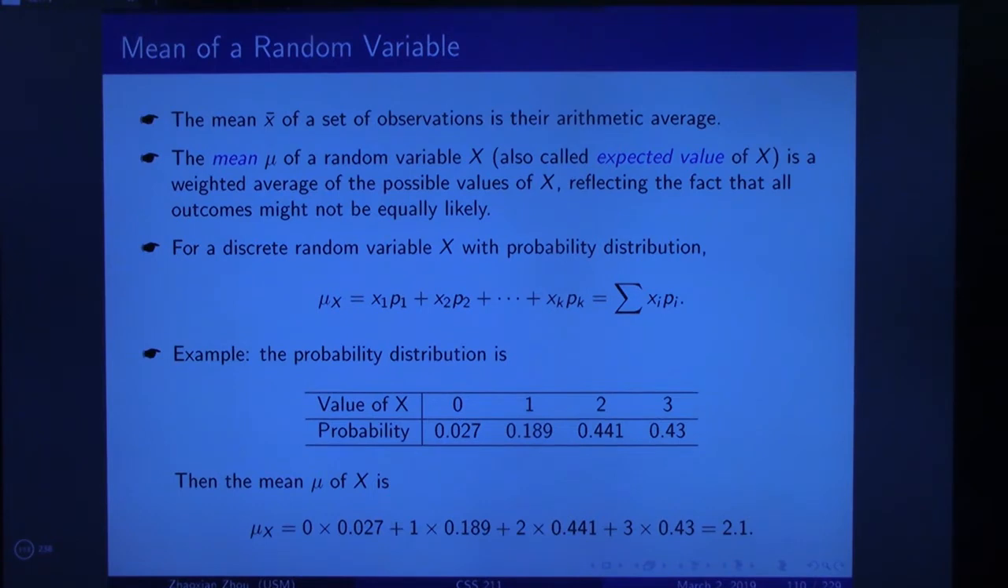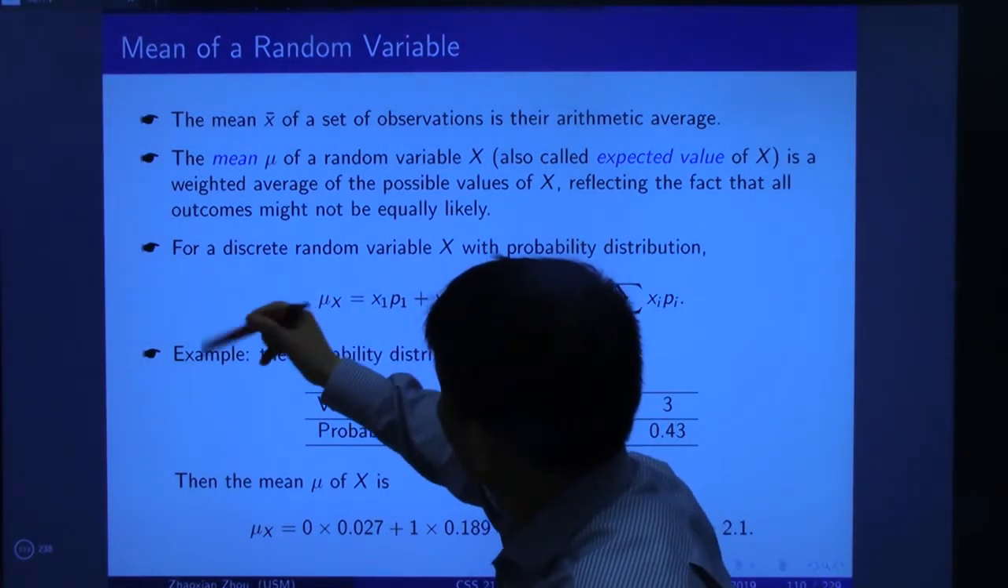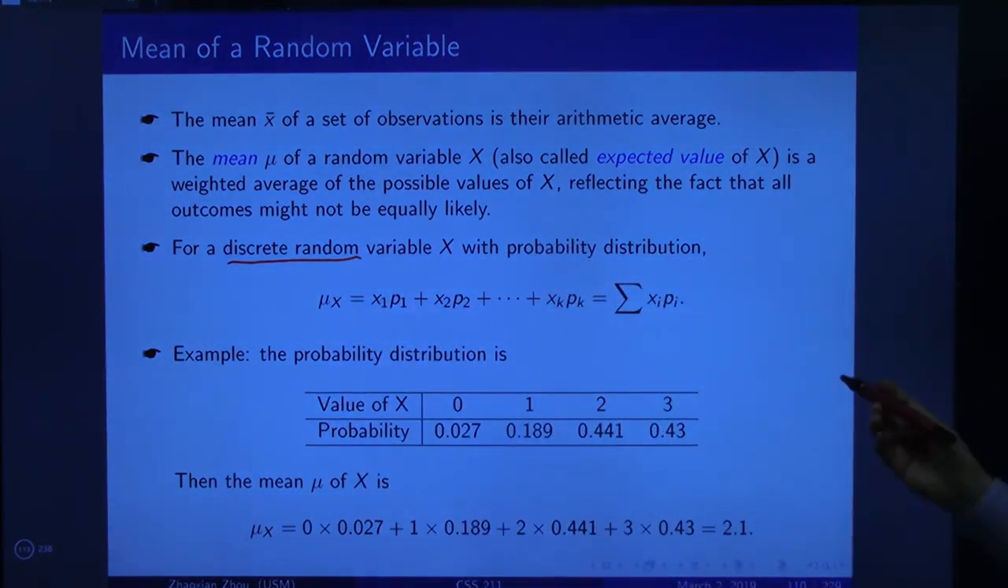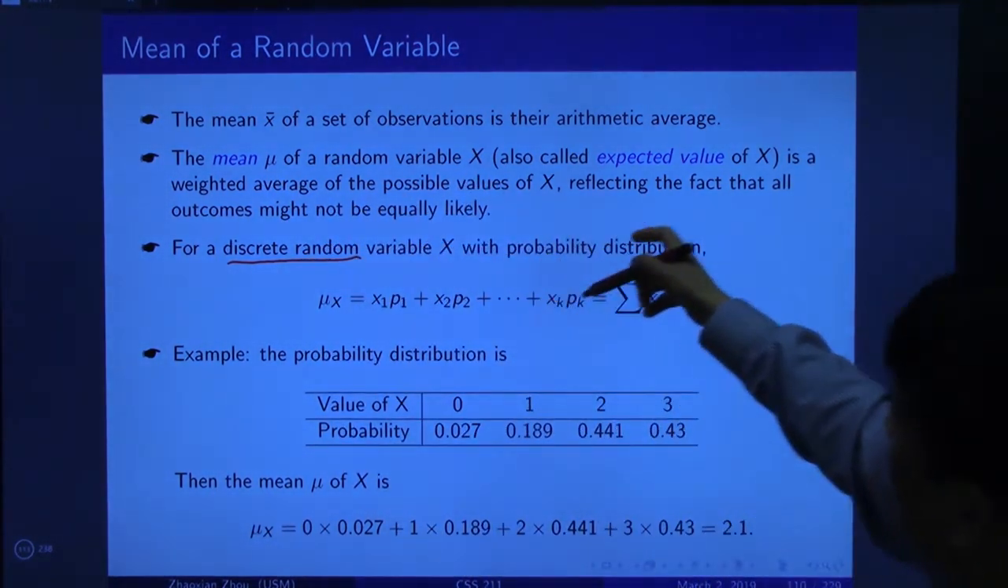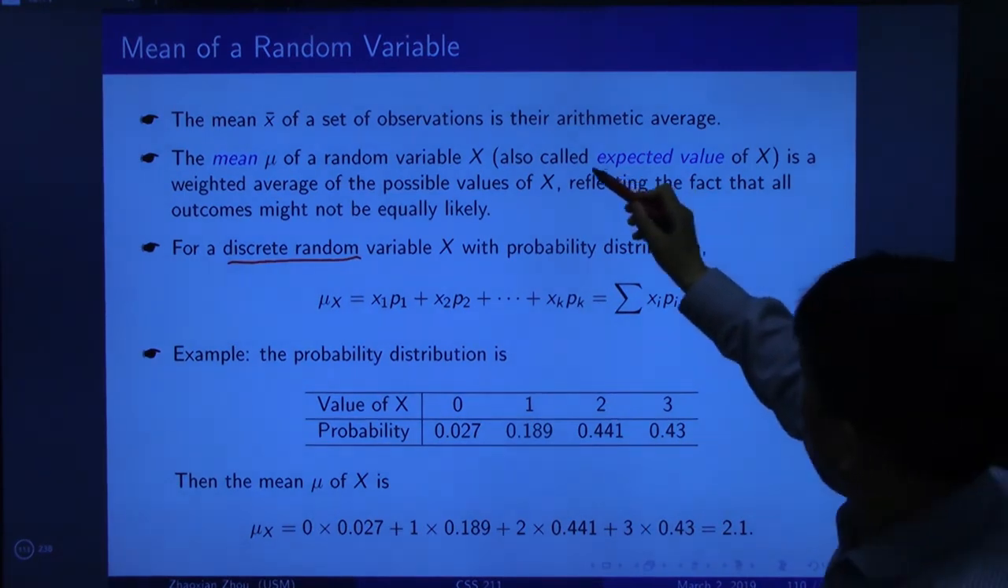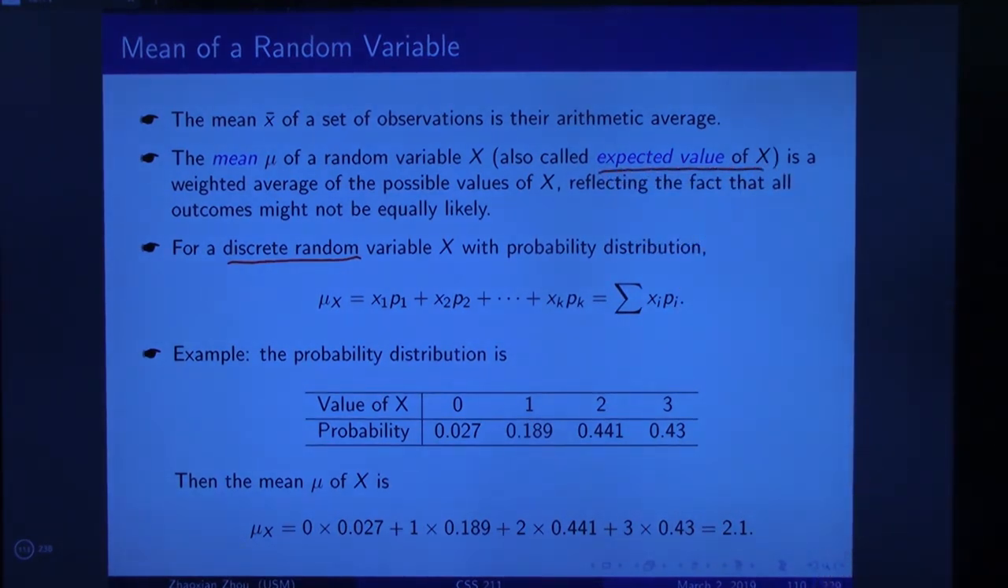Next, we are going to discuss the mean of a random variable. We just discussed discrete random variables and continuous random variables. So we calculate the mean. First, we calculate the mean of discrete random variables. The mean mu of a random variable x, which we also sometimes call the expected value of x, is the weighted average of the possible values of x, reflecting the fact that all outcomes might not be equally likely.